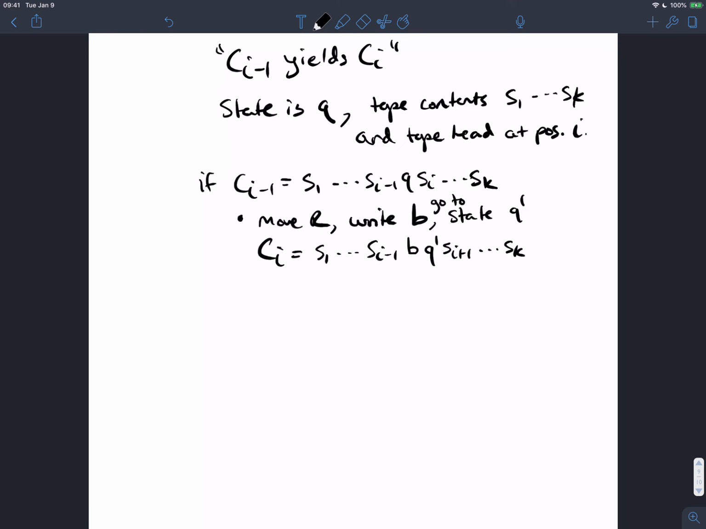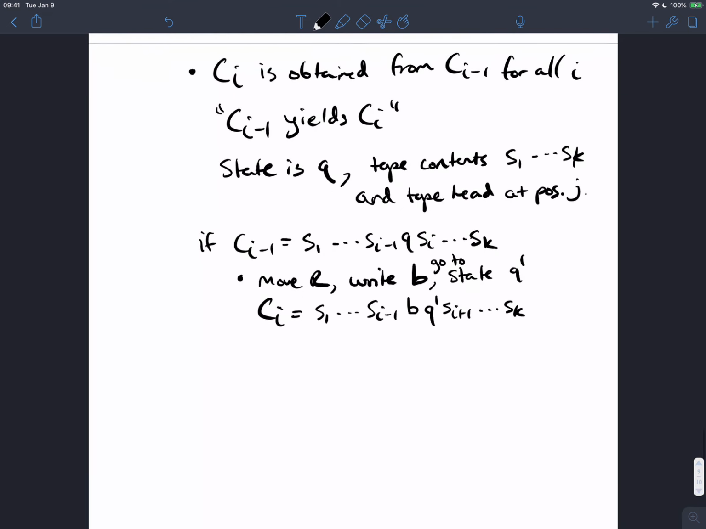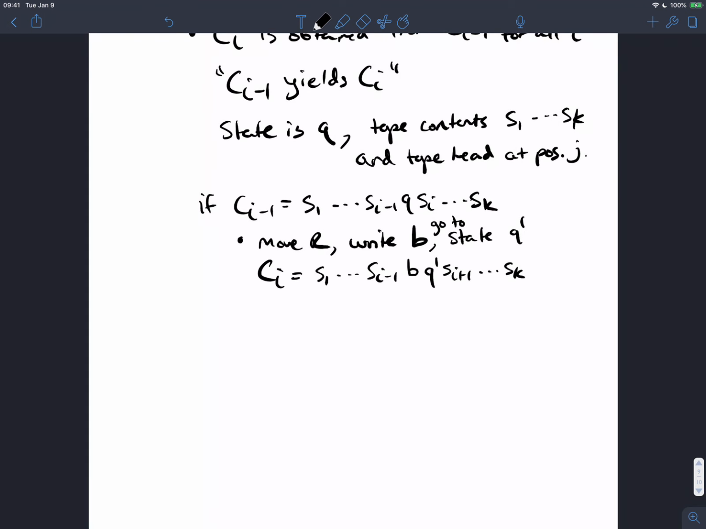Question: is the I subscript to C the same as the I subscript to the S's? Oh, that's quite unfortunate. Thank you for pointing that out. What was pointed out is correct. The subscript should be different. So let's just say position J here, and then we can change the subscripts here to J. It's not really that important, but it's just to be precise, which is always important in this class. All right, good.